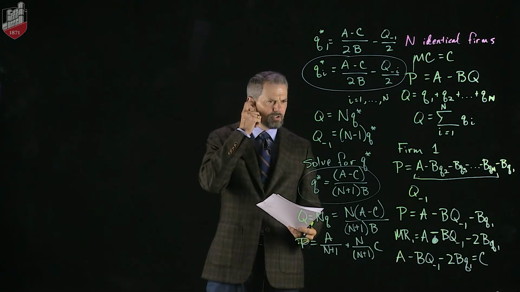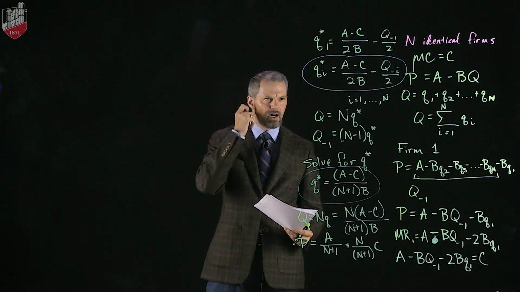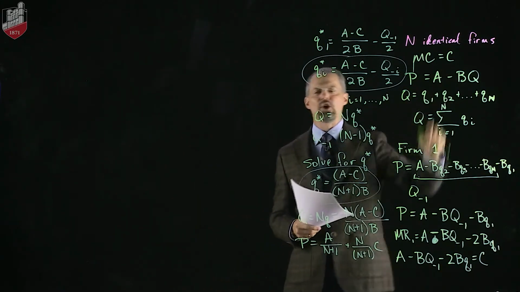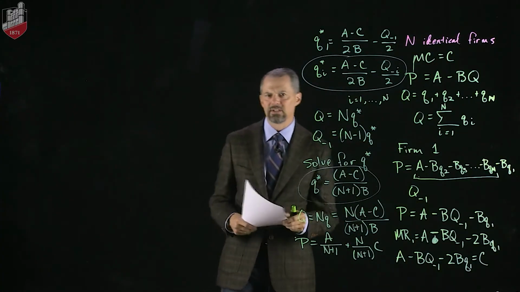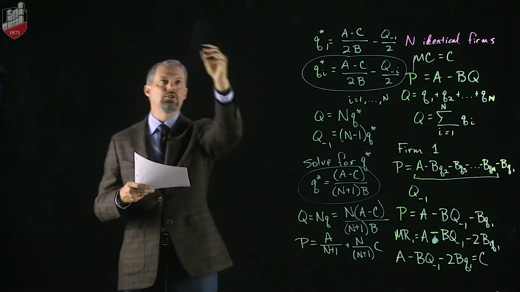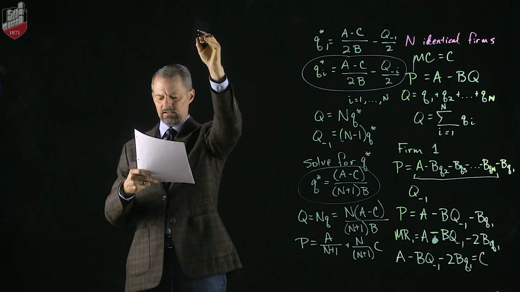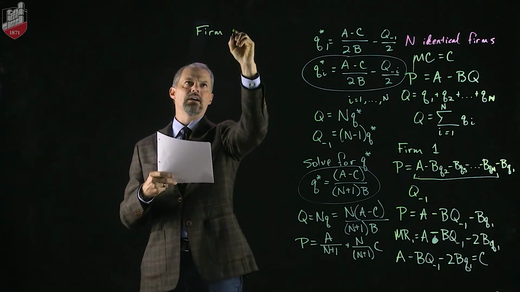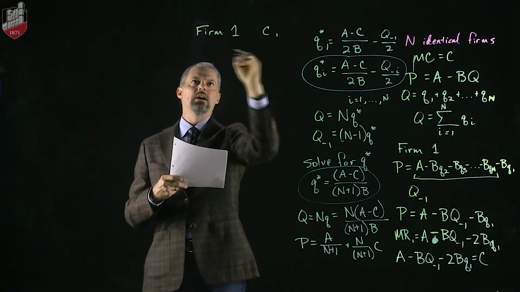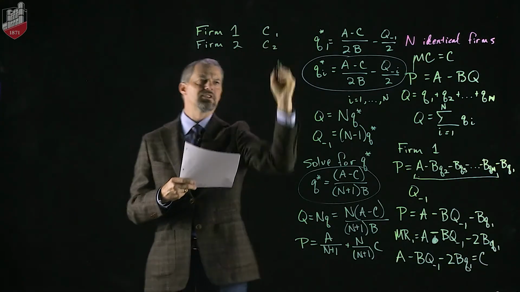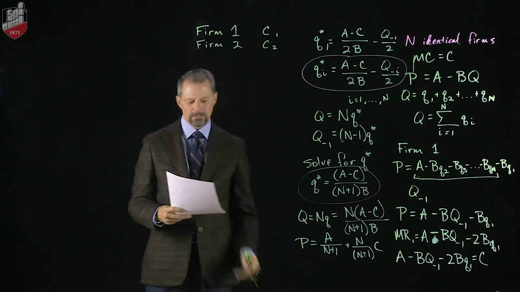Another way we can generalize this model is to think about what happens if the firms have different marginal costs. We've assumed they're identical, but it doesn't have to be. So let's suppose we have 2 firms, and let's say firm 1 has marginal cost equal to C1, and firm 2 has marginal cost equal to C2.